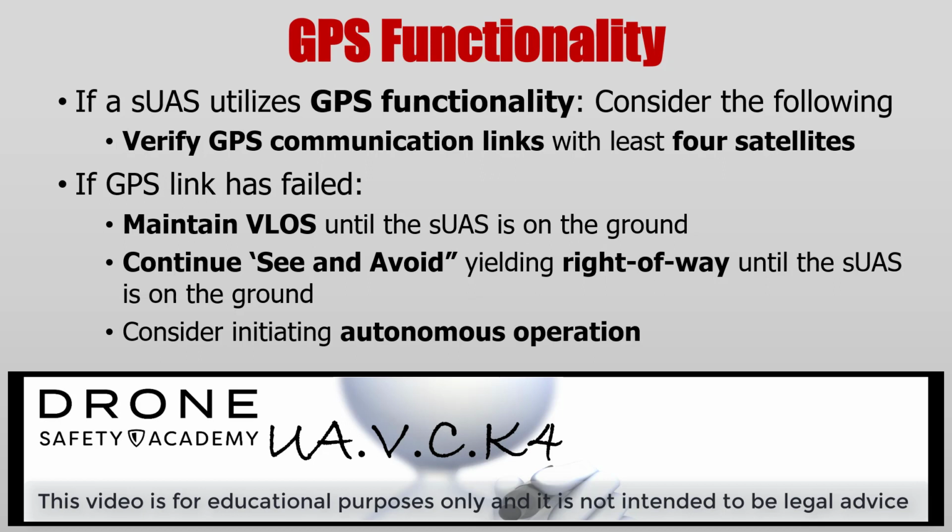If a SUAS uses GPS functionality, which most of them do, consider the following. Verify GPS communication links with at least 4 satellites. If for some reason the GPS link has failed, maintain visual line of sight until the SUAS is on the ground. During this time, continue see and avoid, yielding right-of-way until the SUAS is on the ground.